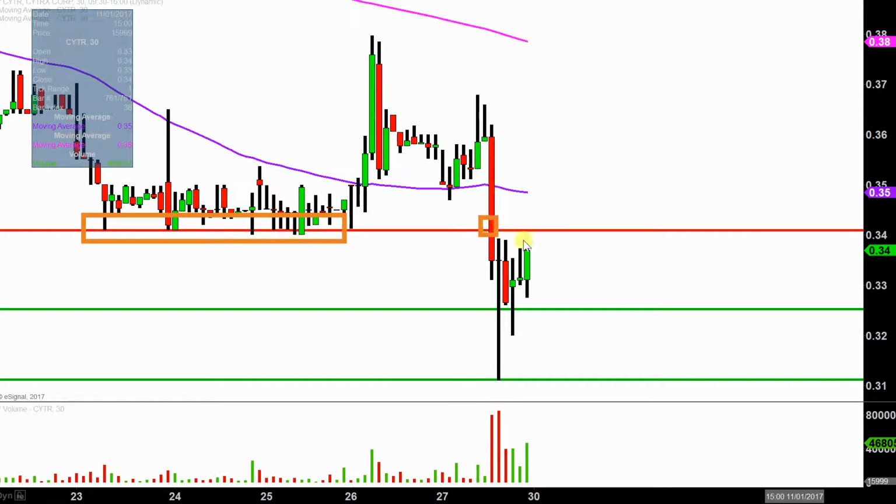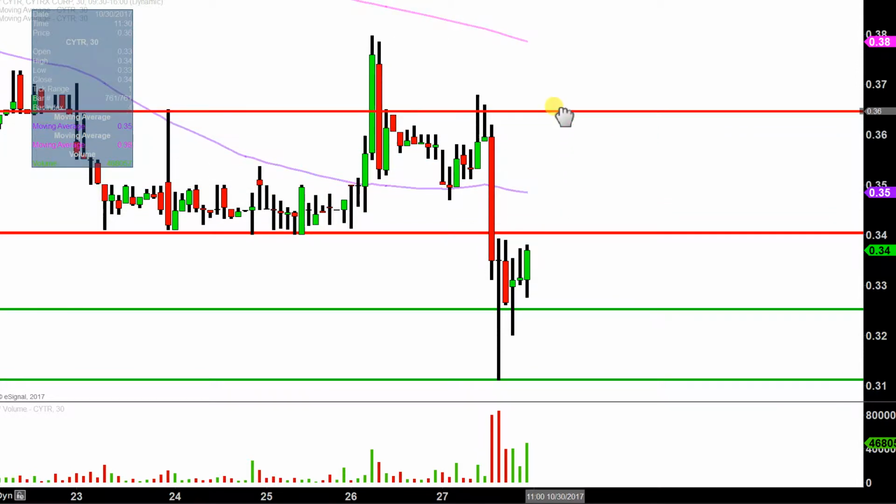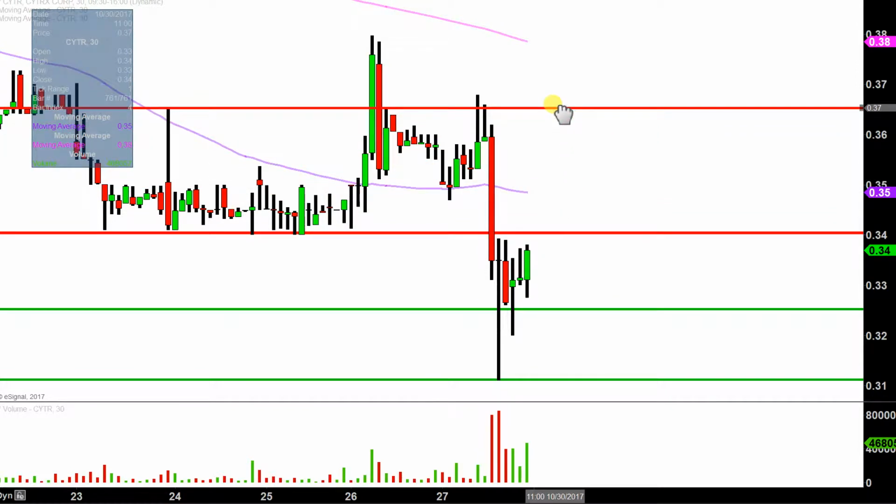So on any sort of bounce, like I said, 34 cents is going to be that first key hurdle that the bulls need to fight through. After that, the next level of resistance to keep an eye on sits at 36.5 cents. So 34 and 36.5 cents are two key areas of resistance if this bounce continues in the next week. Nice recovery on the bulls' part. We'll see if they can build upon this bounce momentum next week.